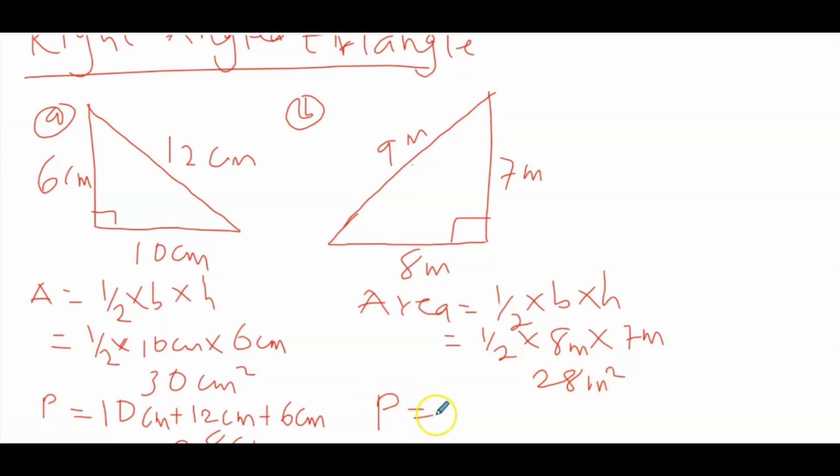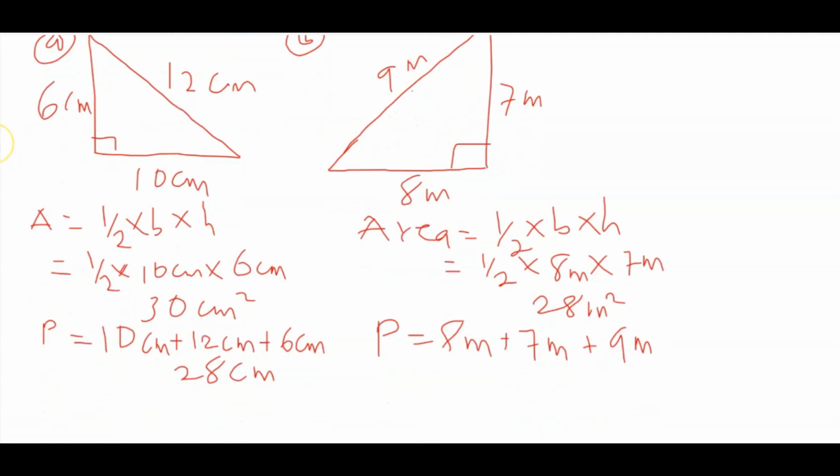Then the perimeter: we say the perimeter is the total distance around the figure. So we have 8 meters plus 7 meters plus 9 meters. When we add all of this, we get 24 meters. That's how we find the area of a right angled triangle.